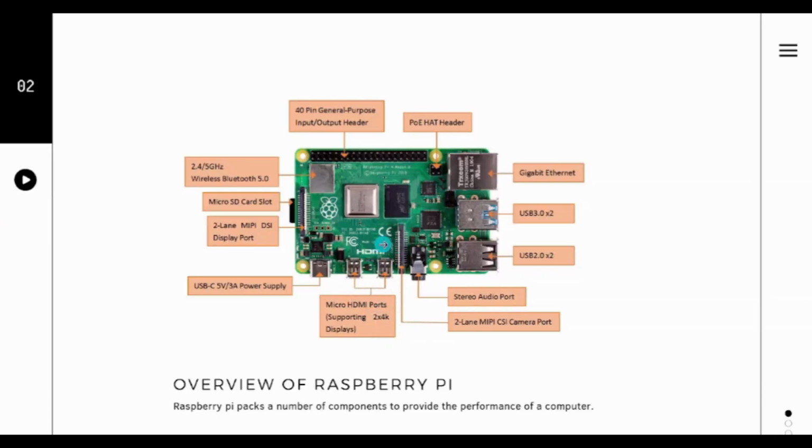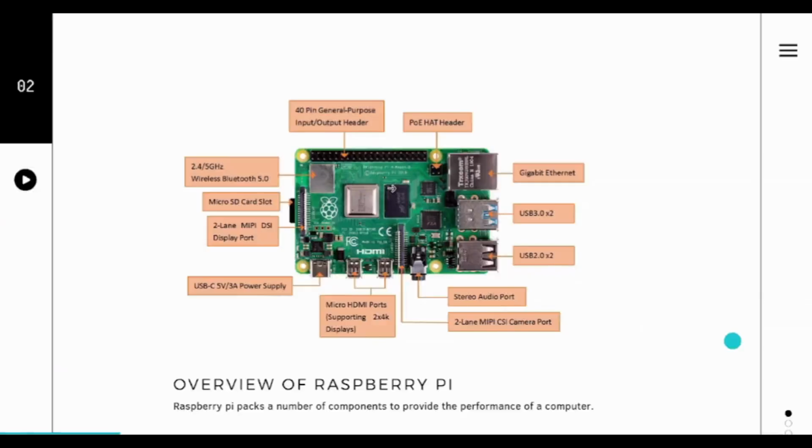Then there are two HDMI ports which we can use to connect displays, and this is the power jack. There is also a two-lane display port which can be used to connect an LCD display. And this is the micro SD card slot, and Bluetooth as well. So these are the main parts of a Raspberry Pi.